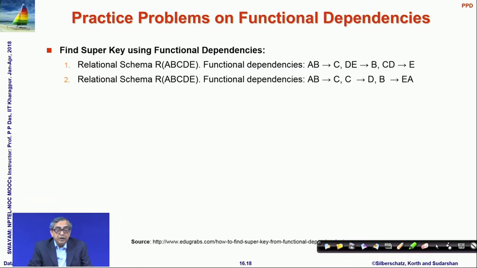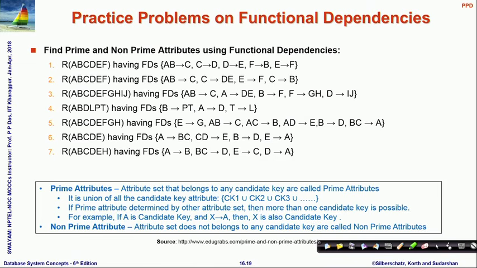You can also use the algorithms to find super keys for a given set of functional dependencies. So, do practice these problems. You can find prime and non-prime attributes using functional dependencies. Prime attributes are attributes that belong to any candidate key, not necessarily the same candidate key. All attributes that belong to some candidate key, you take a set together and you call them prime attributes, and non-prime attributes are those that do not belong to any candidate key at all. So, here your task is to find the prime and non-prime attributes using the sets of functional dependencies given.